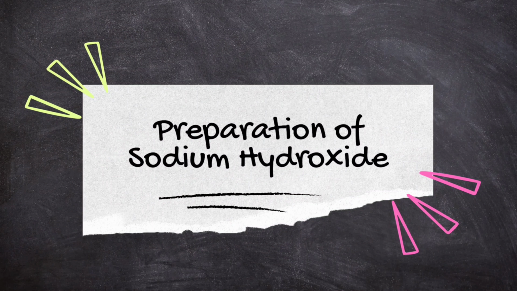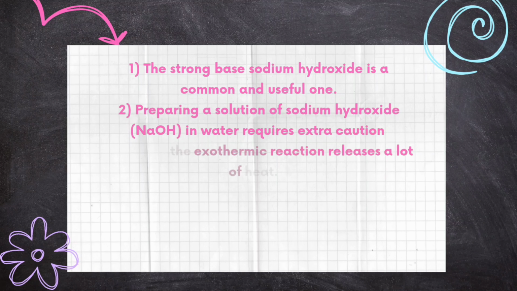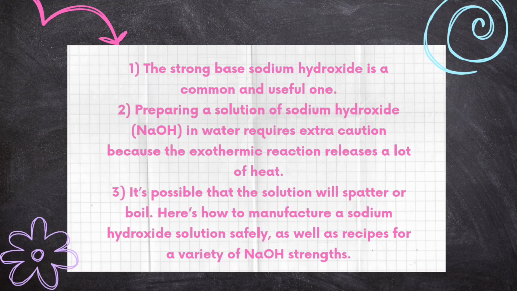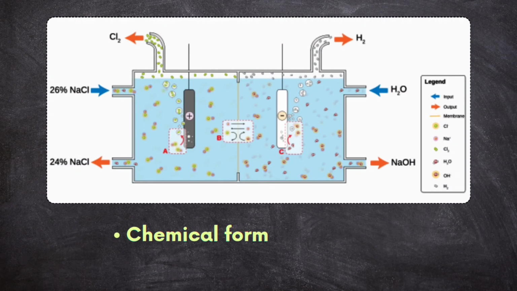Preparation of sodium hydroxide. The strong base sodium hydroxide is a common and useful one. Preparing a solution of sodium hydroxide, NaOH, in water requires extra caution because the exothermic reaction releases a lot of heat. It's possible that the solution will spatter or boil. Here's how to manufacture a sodium hydroxide solution safely, as well as recipes for a variety of NaOH strengths. Chemical formula: NaOH, also known as caustic soda.